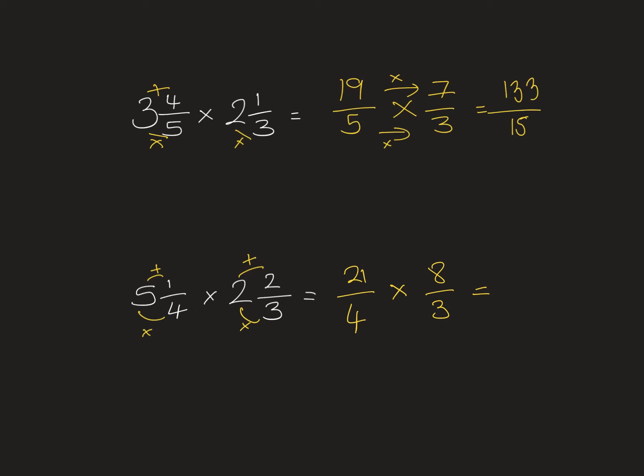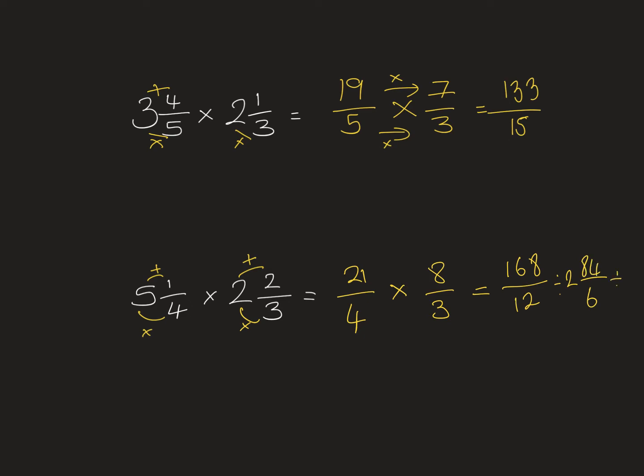So multiply across the top. 21 times by 8 is 168. And 4 times by 3 is 12. Okay, so we need to think about, can we simplify this down? So first of all, yes, they would both divide by 2. So that would give us 6 on the bottom, and 168 divided by 2 is 84.